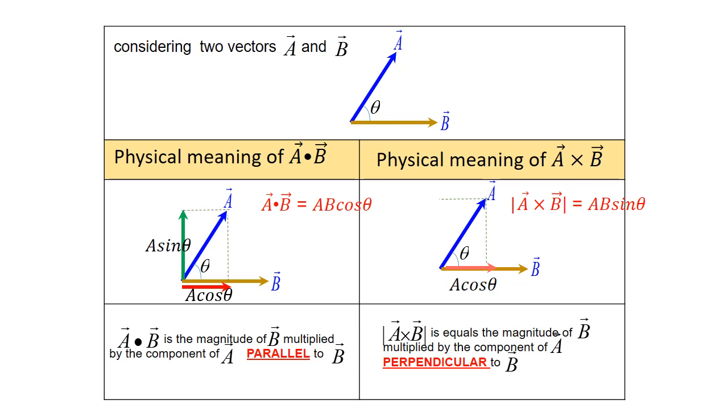Okay, consider two vectors A and B. We want to know the physical meaning of A dot B and A cross B. First, the physical meaning of A dot B: A dot B is the magnitude of B multiplied by the component of A parallel to B. Meanwhile, the physical meaning of A cross B: A cross B is equal to the magnitude of B multiplied by the component of A perpendicular to B.